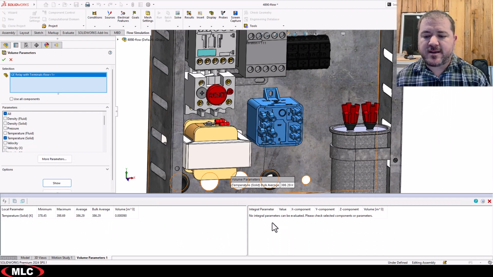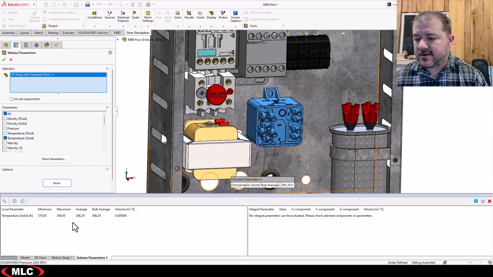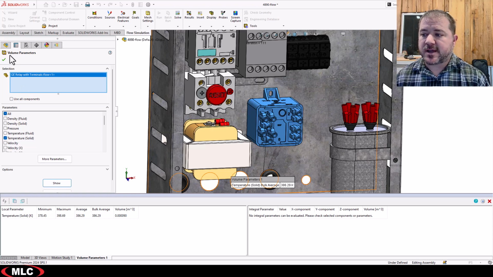You have the local and integral parameters. Integral would be things like mass flow rate. Local is just individual values, and you see the minimum and the average and the maximum and the bulk average, which is kind of interesting.